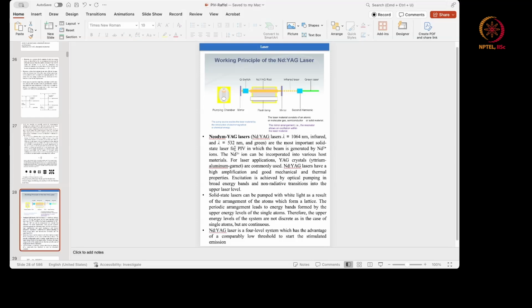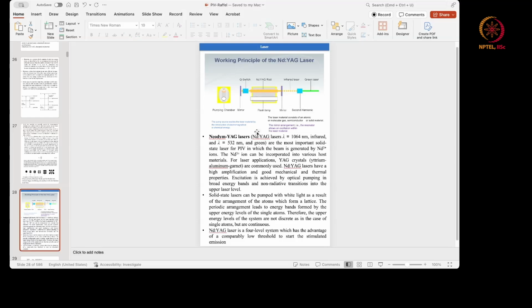These are the most important solid state lasers. This is Nd:YAG, the neodymium YAG laser. Its Nd3+ ions generate the beam. These ions are incorporated into various host materials, and YAG crystals are commonly used in these cases. These have very high amplification, which is why they make good candidates, and they have good thermal and mechanical properties.